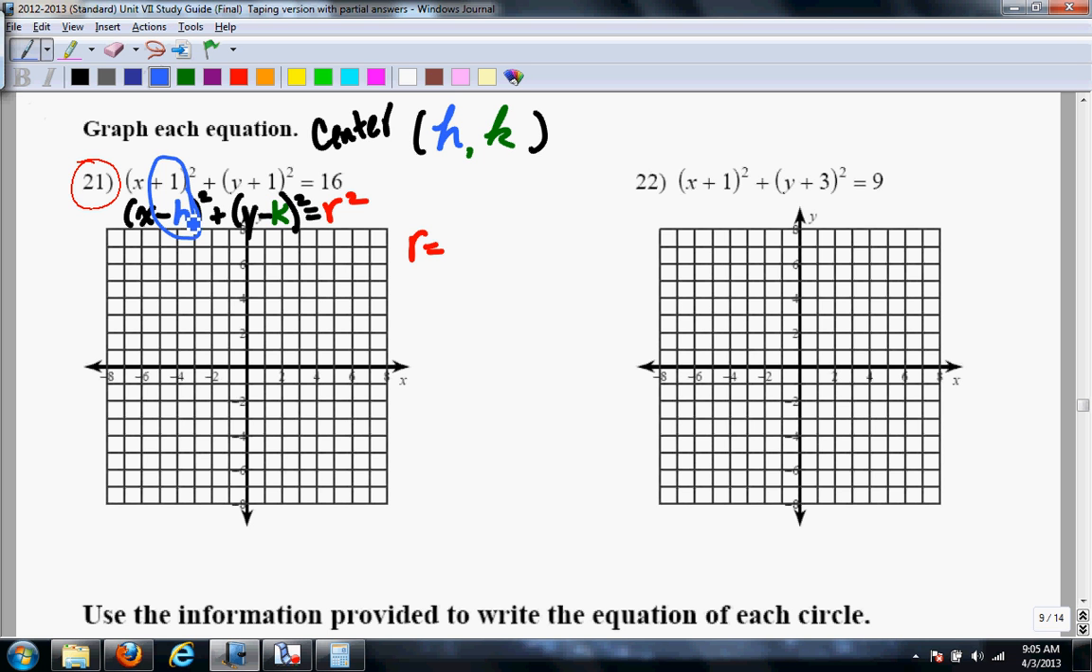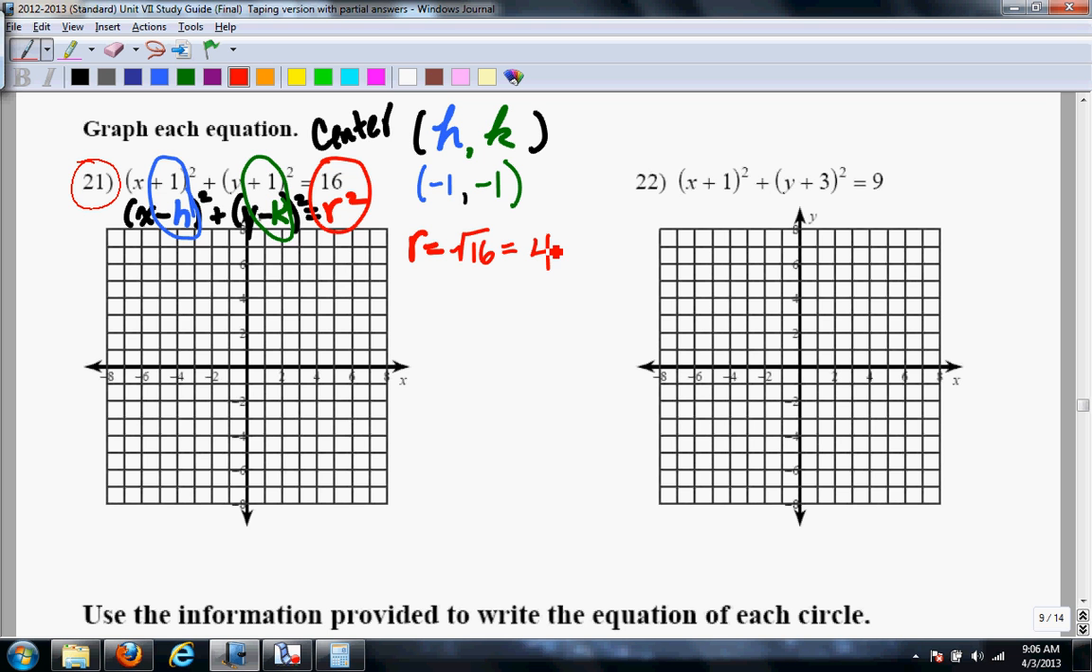the original equation is minus h, so the only way we could flip that sign is if that 1 there was originally negative. So our h is negative 1. Our k here, again, notice the sign swap, so our k had to be negative 1 as well. And we have r squared equals 16. So r is the square root of 16, which is perfect, so it's just 4.